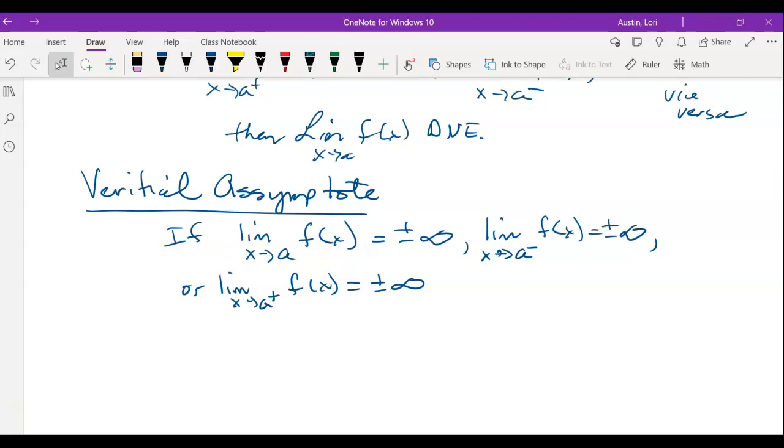So the first one says they're both going to either positive or negative infinity, or the left is going to positive or negative infinity, or the right is going to positive or negative infinity. If any of those things occur, then the line x equals a is a vertical asymptote, even if the limit doesn't exist, if one of those things occur.